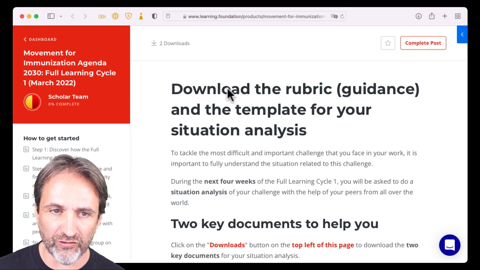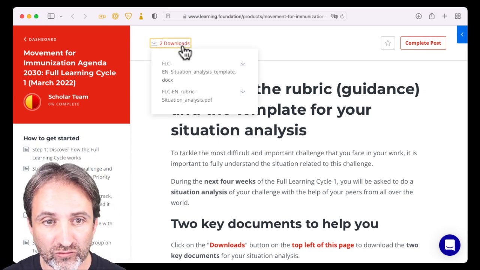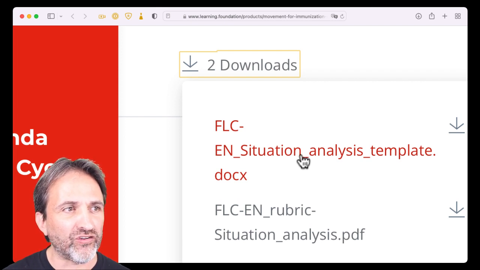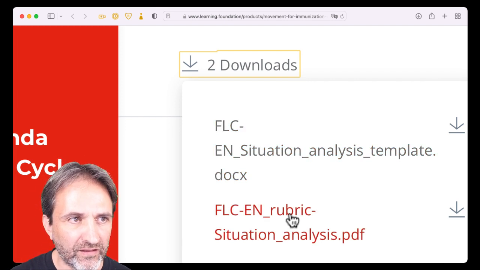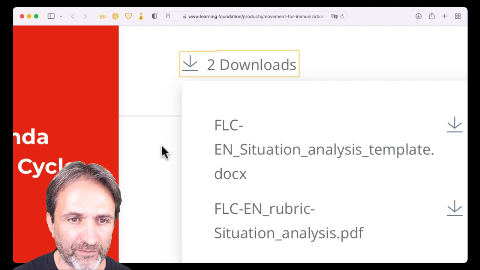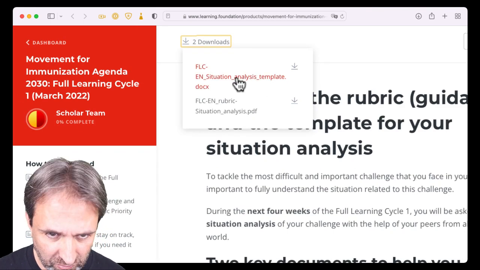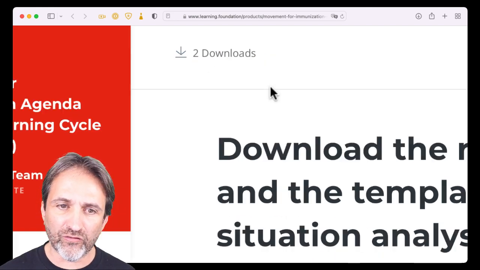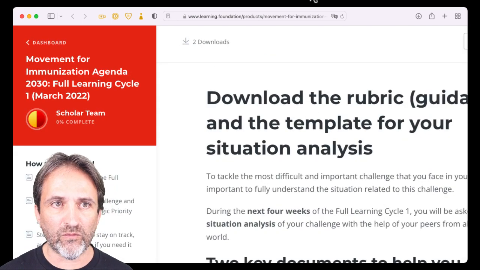You should be here on your dashboard and you have two downloads, right? You can see them here. The situation analysis template, which is a Word document, and then the rubric for situation analysis. So you need to make sure to download these. They're kind of hidden here, as you can see. And then once you've got them on your disk, let's go see what they look like.